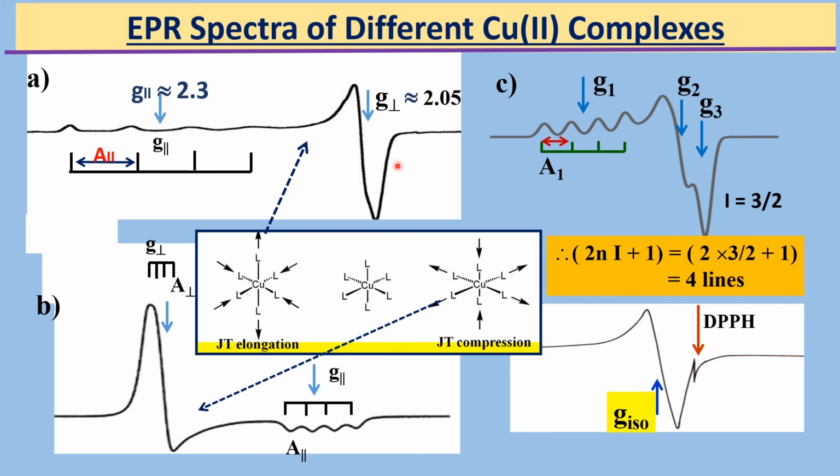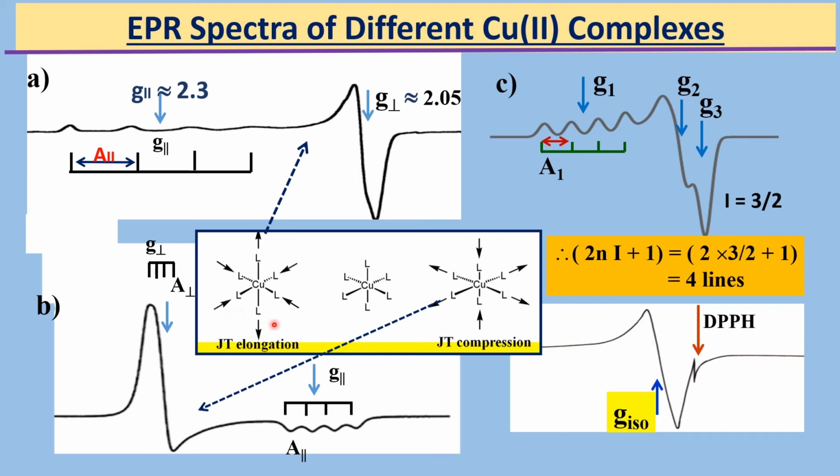The signal is more intense, whereas the hyperfine coupling arises because the unpaired electron present in copper couples with the copper nucleus to give 4 lines. This is the hyperfine coupling constant. In g perpendicular, it is not resolved.